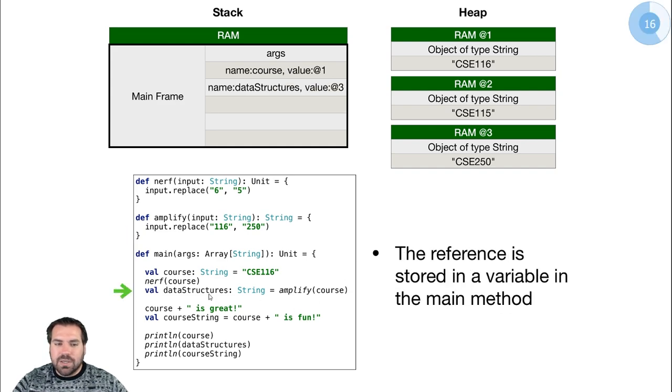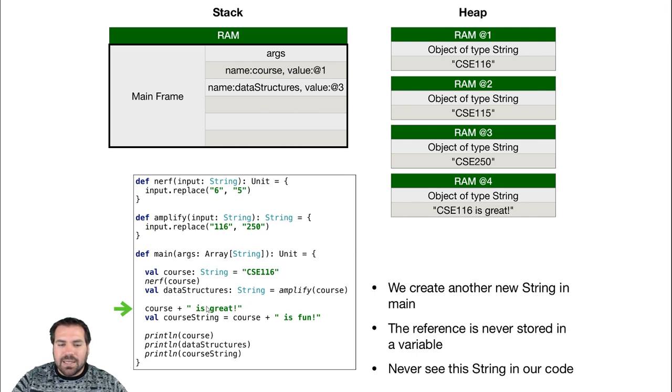That's going to be stored in this new value data structures, and now we do have a reference to this new string. So again, we still haven't changed or modified or done anything with the original string. So course, that's always going to refer to a string with 116 because strings are immutable, and this is a val. So there's no way for anything to change with that. But we did create a new string based off of that one by calling a method of this string and stored that in a new value called data structures in this method.